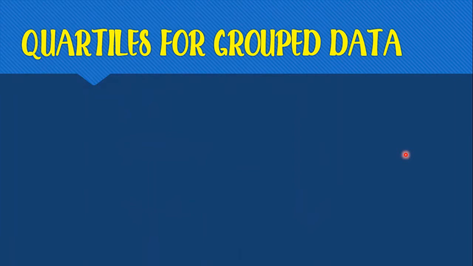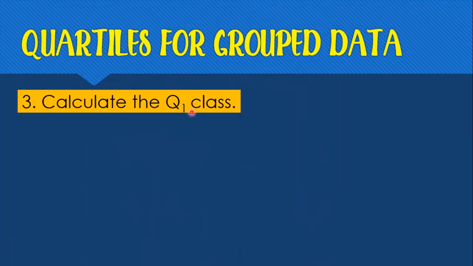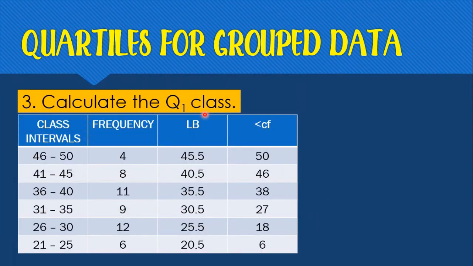The third step is to calculate the Q sub 1 class. So given again our table, our 50 will be the total number of frequencies. Even adding the frequencies here, this is equal to 50. And since our 50 here refers to n, we are looking for Q sub 1. Our 1 here will refer to our k. So again, our n is 50 and our k is equal to 1.